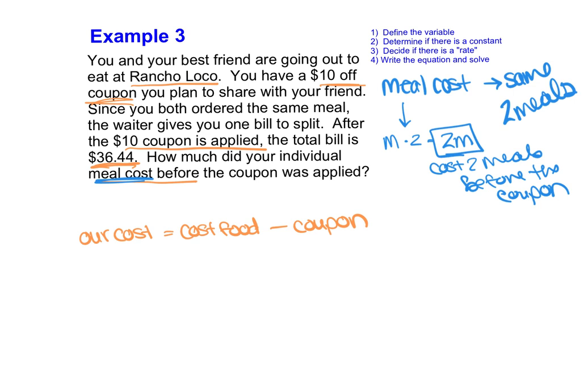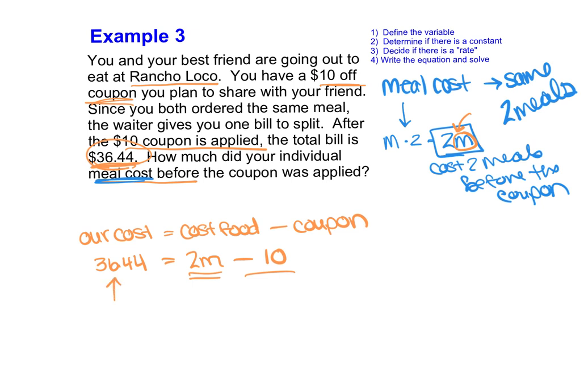So our cost that they charged us here is $36.44. That's what they charged us. The cost of our food, we don't actually know. We just know there were 2 of them, and they have a cost of M. So we're going to put that here. And then we're going to subtract off our coupon from whatever that is, which is $10. So this is how it's calculated. We have our cost of our food here. We then subtract off our coupon, and then we have what we actually pay for our meal.